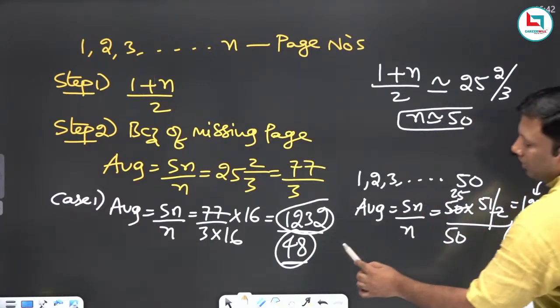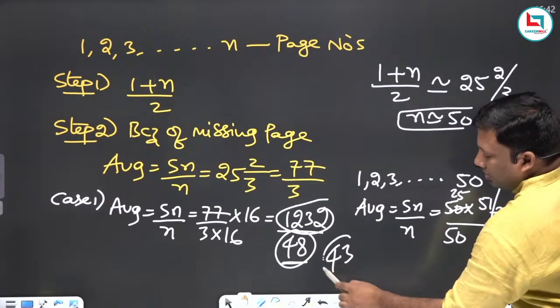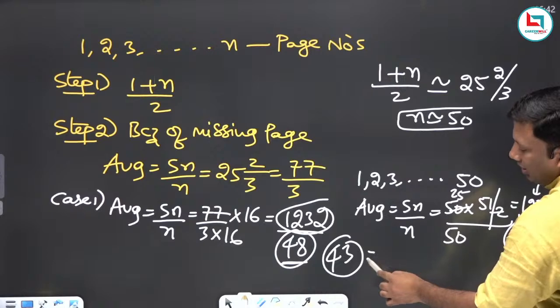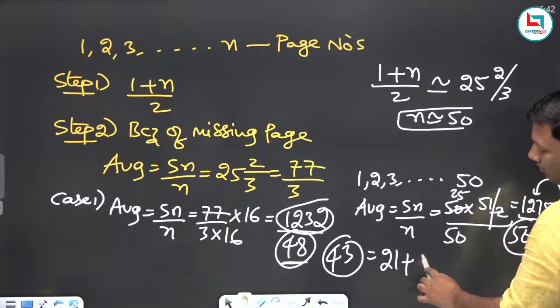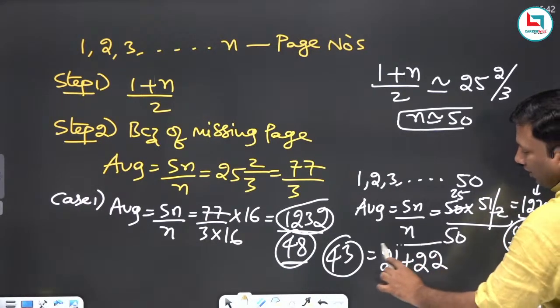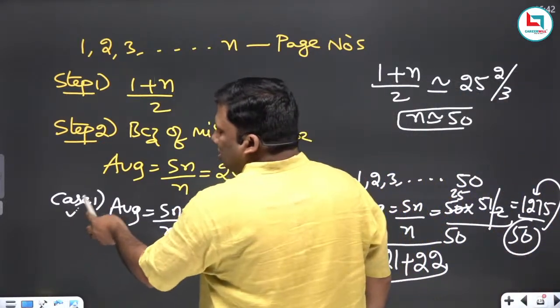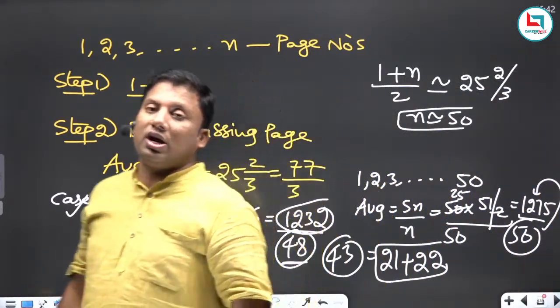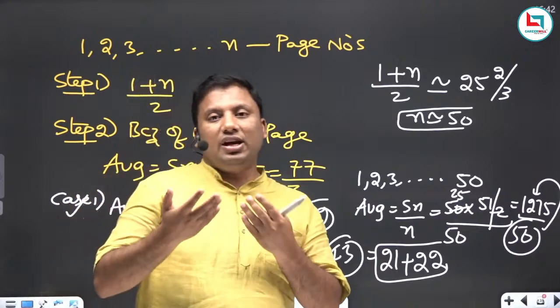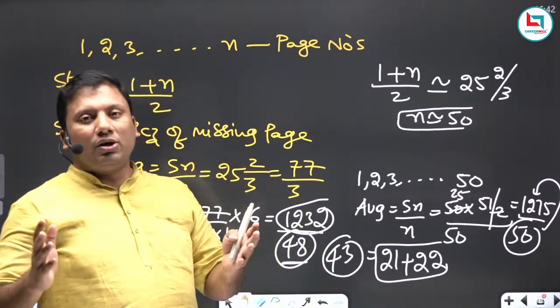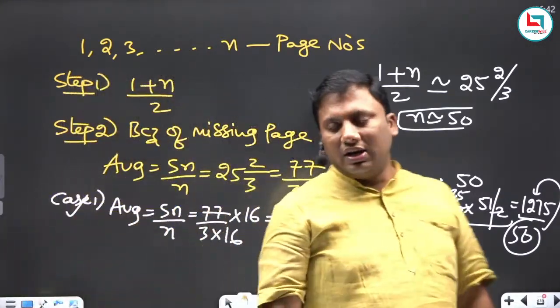That means what are the page numbers missing? 43. 43 is an odd number, which can be written as 21 plus 22. Yes, this case seems to be possible. Unless we do case number 2, we should not conclude. If it gives an even number, then case number 2 is violated and case number 1 is the answer.